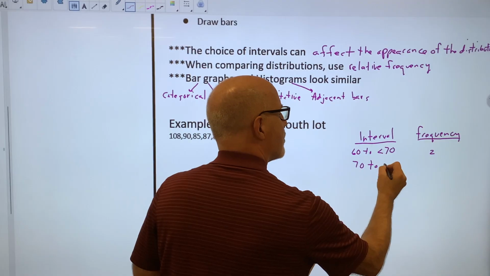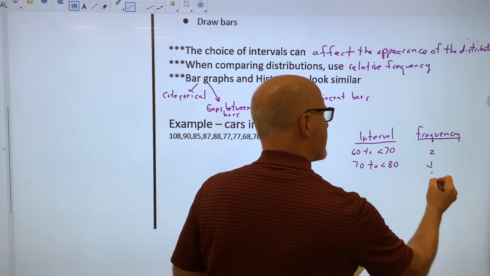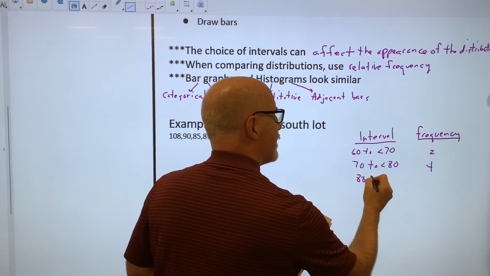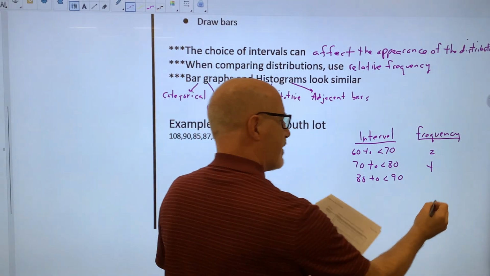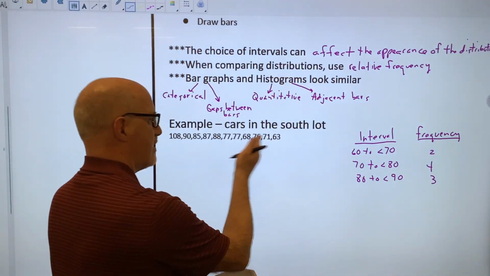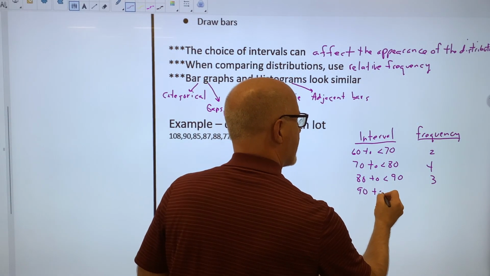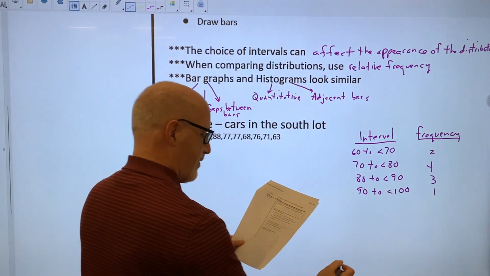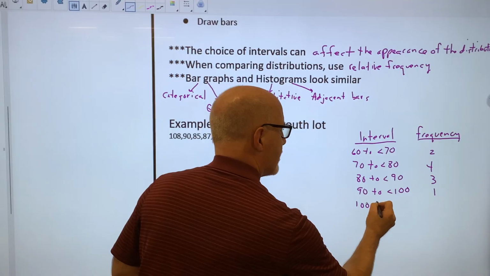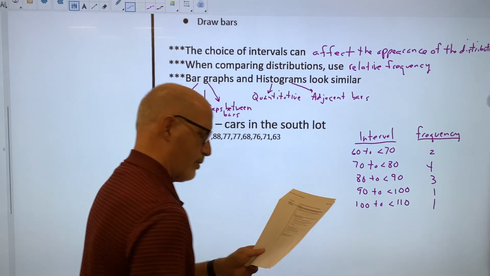70 to less than 80. There are 4 of those. And then 80 to less than 90. There are 3 of those in this data set here. And then from 90 to less than 100, there's only 1 of those. And then from 100 to less than 110, there's only 1 of those items.